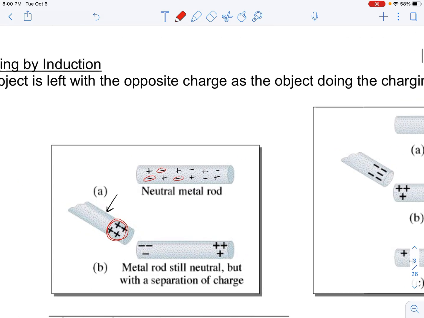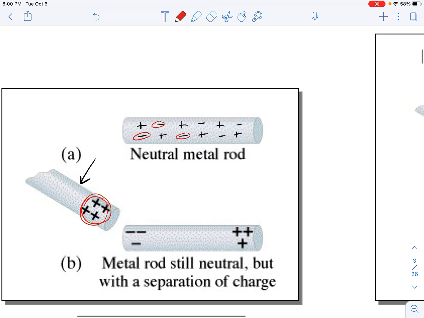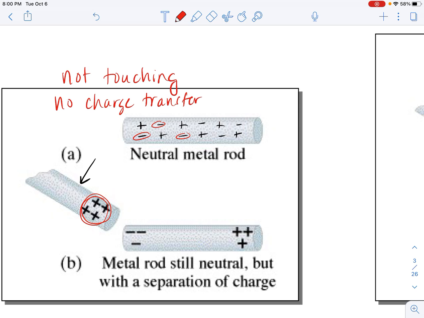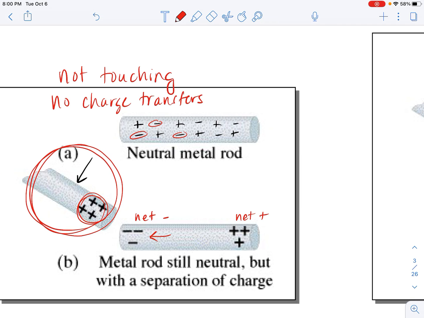Now, this is induction. They're not actually touching, so no charge is actually transferred. What happens is the negatives move to one end, leaving a net positive charge on the other end. If I took this positively charged rod away, the neutral metal rod could return to its former state. In other words, the negatives could spread out evenly.